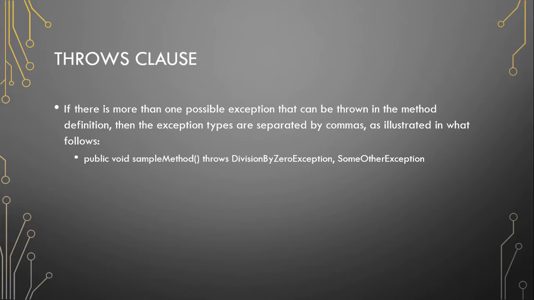When we look at the throws clause, if there's more than one possible exception that can be thrown in the method definition, then the exception types are separated by commas, as illustrated below: public void sampleMethod throws DivisionByZeroException, SomeOtherException. So if you have a possibility, let's say, of division by zero and an input mismatch, where you think somebody might accidentally enter a character instead of a number, put that there to help catch that exception.